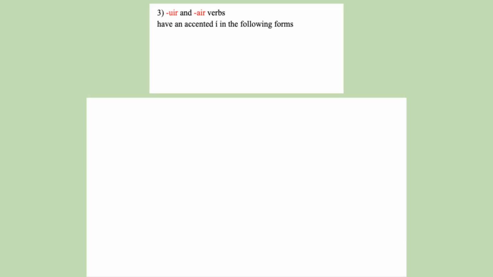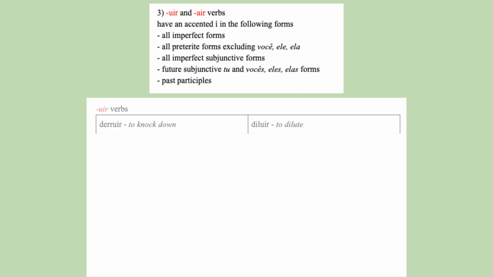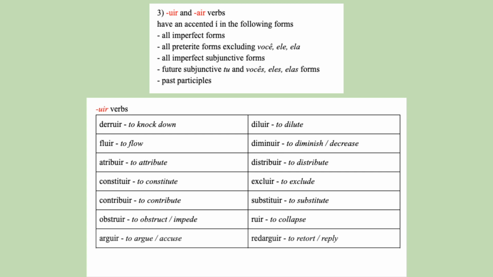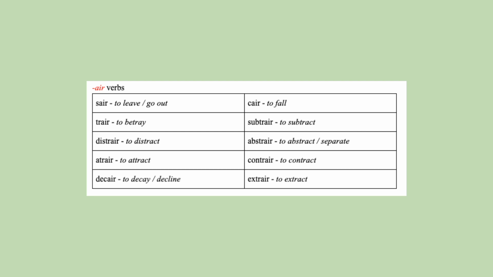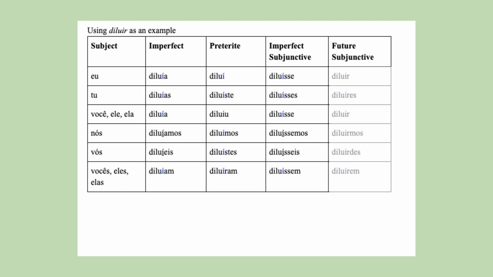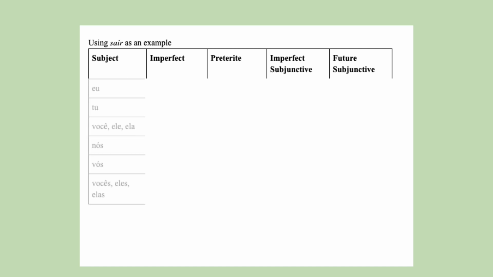Huir and air verbs have an accented I in the imperfect, in all preterite forms except the third person singular, in all imperfect subjunctive forms, the future subjunctive tu and third person plural form, and in their past participles. The verb diluir. And the verb sair.